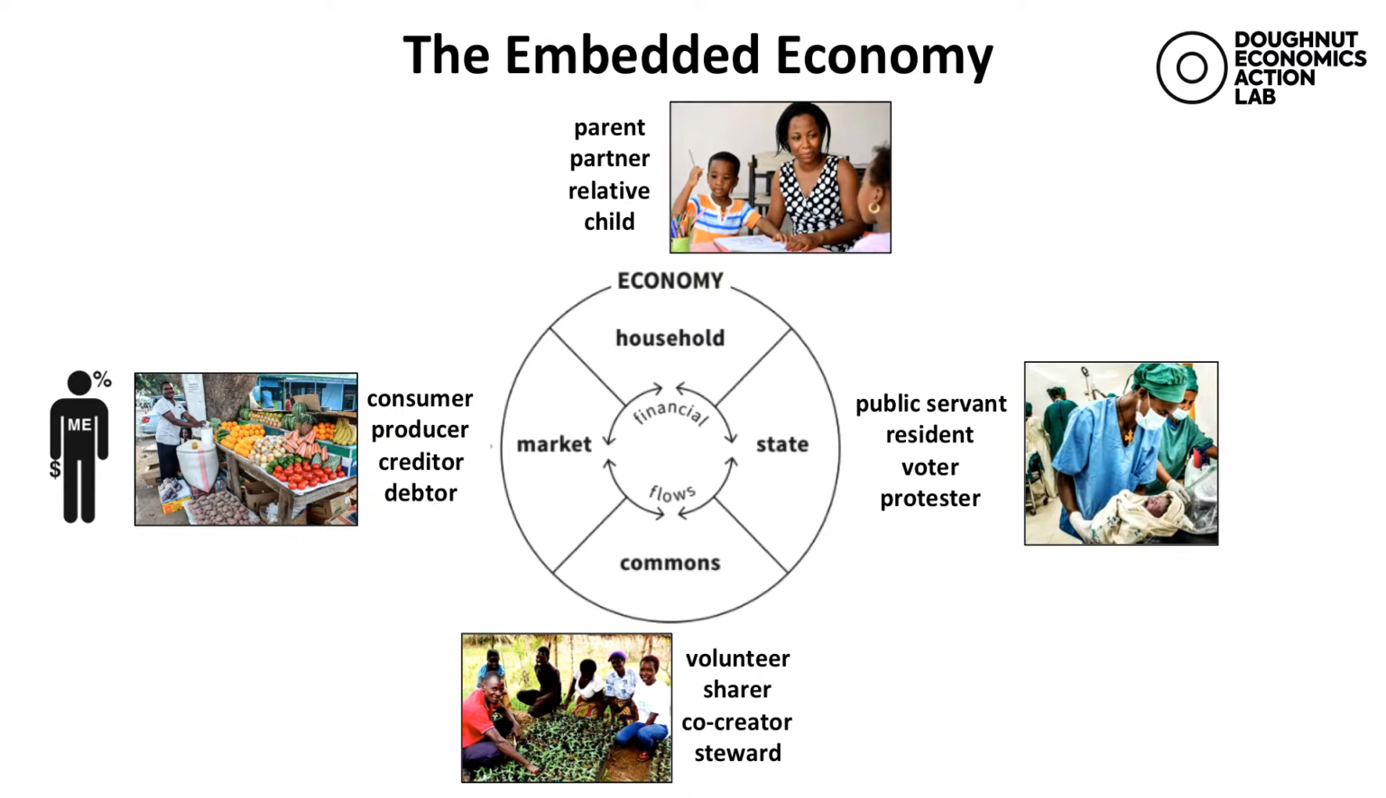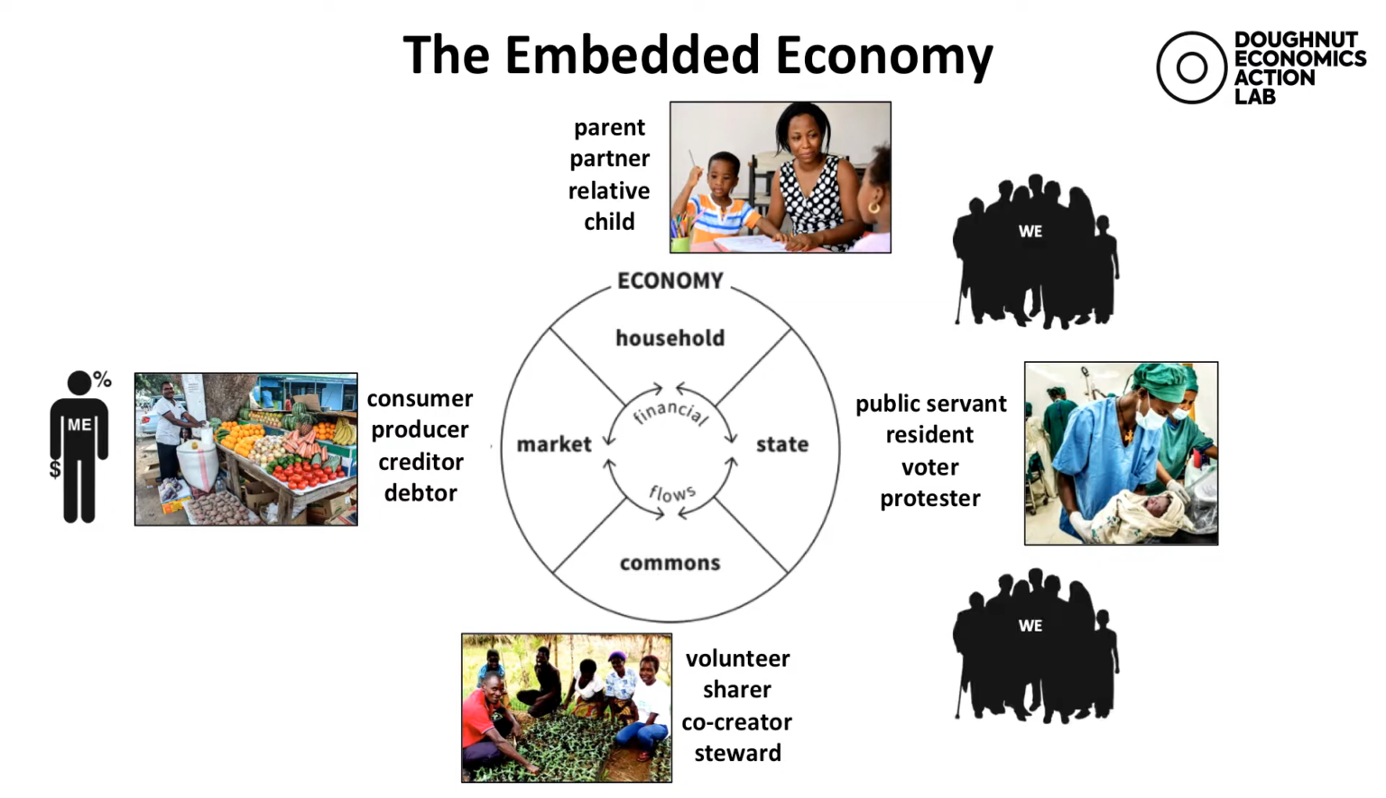Notice that only the goods and services produced through the market and the state have money changing hands, and so they show up in national income accounting and are included in GDP. None of the unpaid work that goes on within the household or in the commons shows up, even though it is of huge value to human well-being.